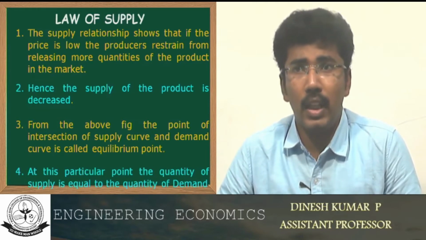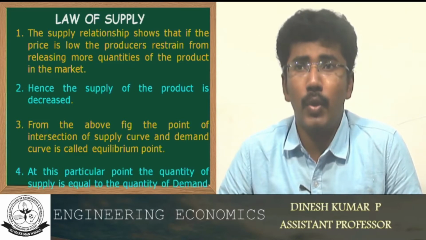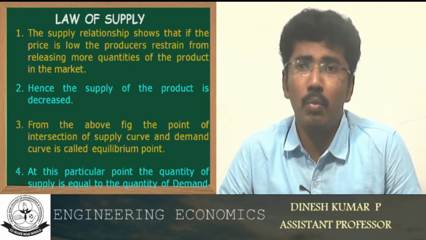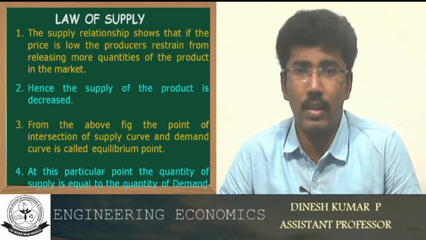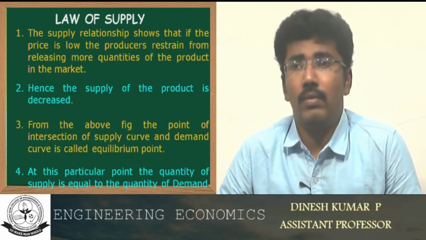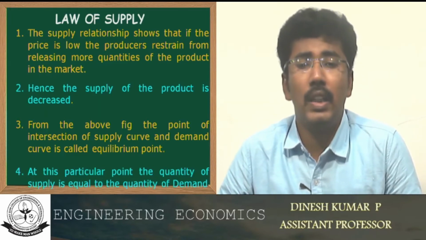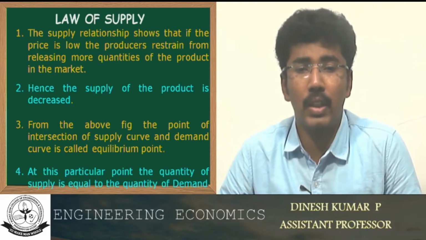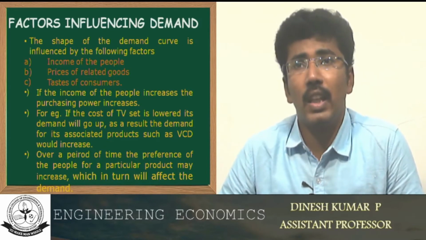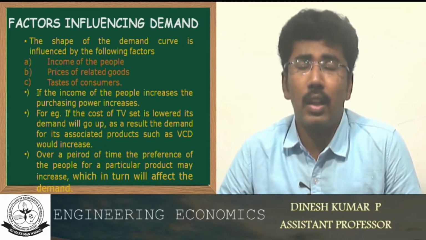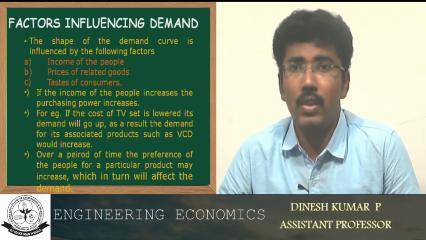Next, the law of supply. The supply relationship shows that if the price is low, the producers refrain from releasing more quantities of the product in the market. Hence, the supply of the product decreases. From the above figure, the point of intersection of the supply curve and demand curve is the equilibrium point. At this particular point, the quantity supplied is equal to the quantity demanded. The factors influencing demand are three: the income of the people, the price of related goods, and the taste of the consumers.